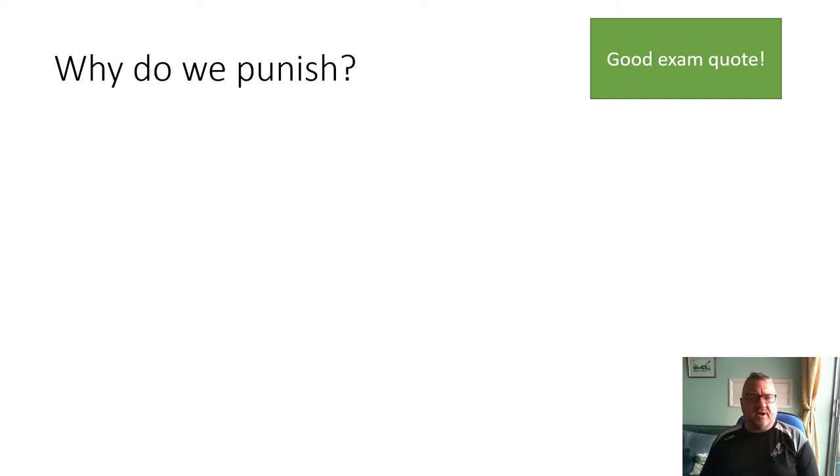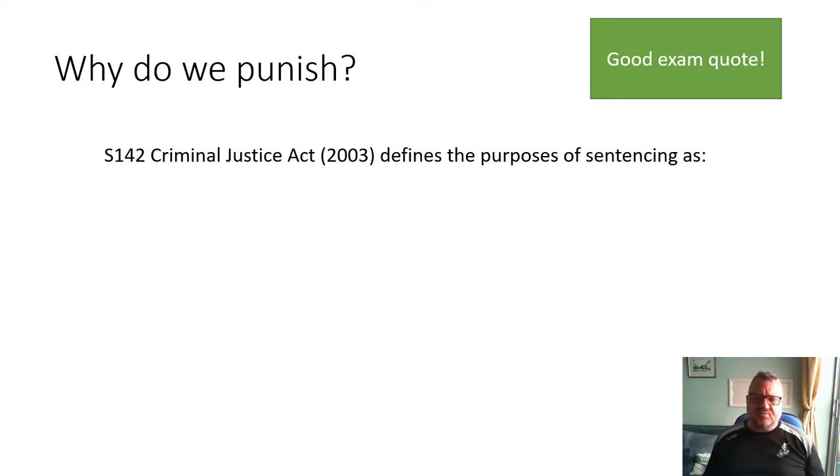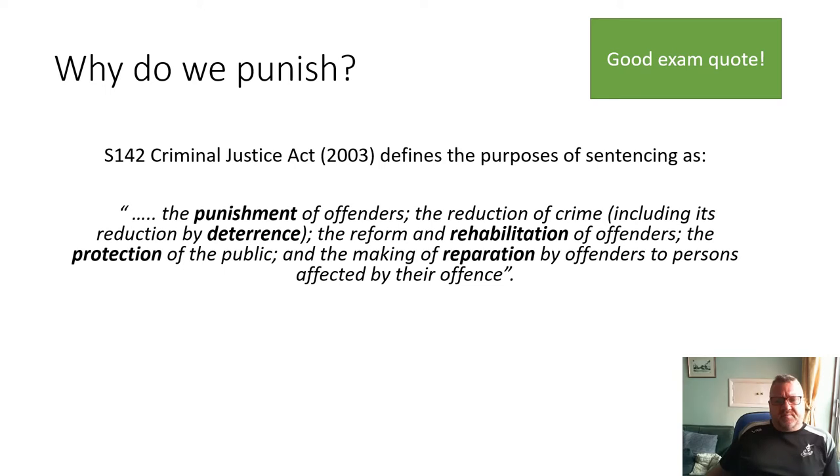So, why do we punish? Well, here's a good exam quote. Section 142 of the Criminal Justice Act says the purpose of sentencing is the punishment of offenders, the reduction of crime, including its reduction by deterrence, the reform and rehabilitation of offenders, the protection of the public, and the making of reparation by offenders to persons affected by their offence.